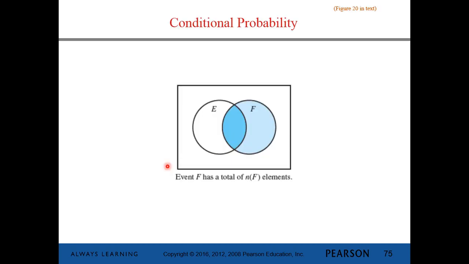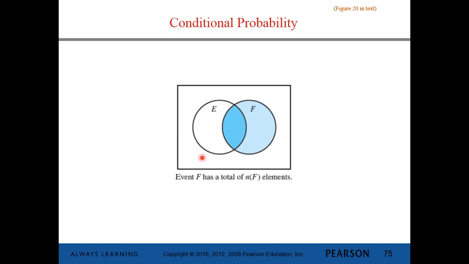Now here's a Venn diagram that explains what conditional probability does. Let's say we have two events E and F. I want to know the probability of getting E given that F has already occurred. Knowing that F has occurred, what's the probability of getting E?